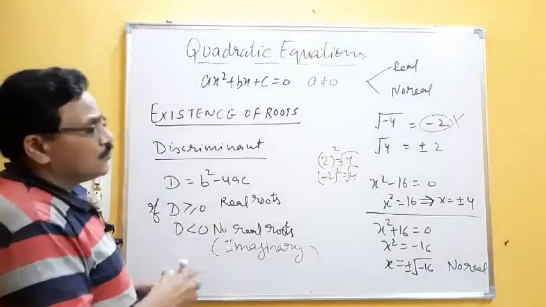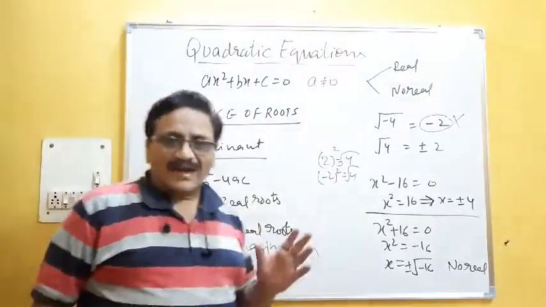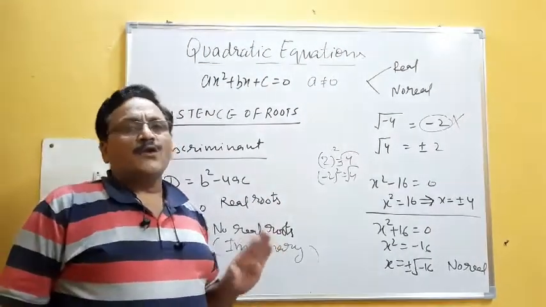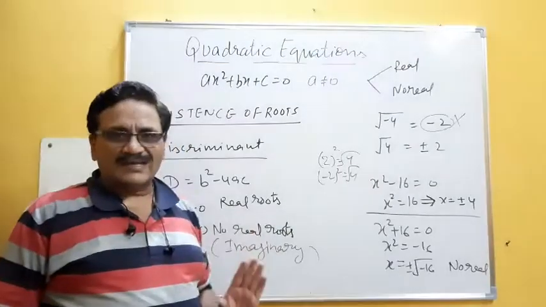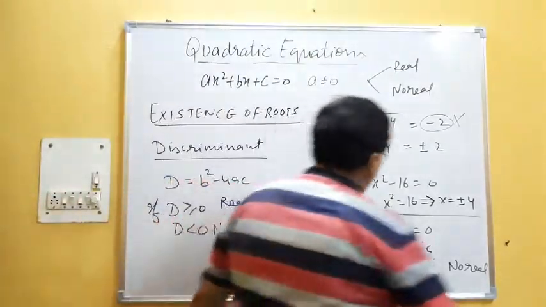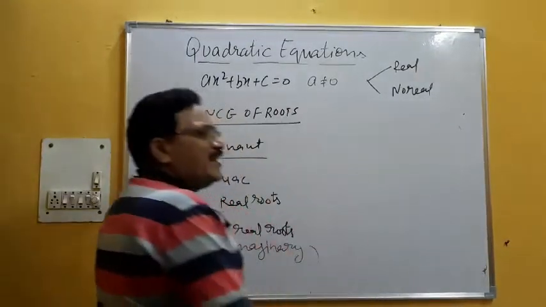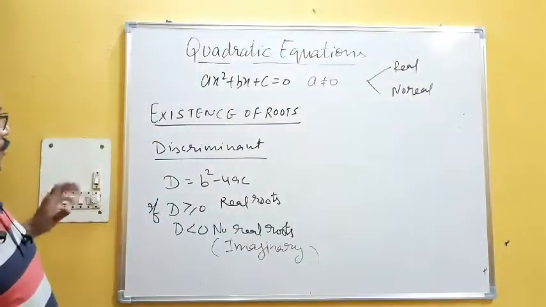So when you are solving a quadratic equation and anywhere the value of x comes under root sign with a negative number, you can directly write no real roots. This is a root, but not a real root. That's clear?